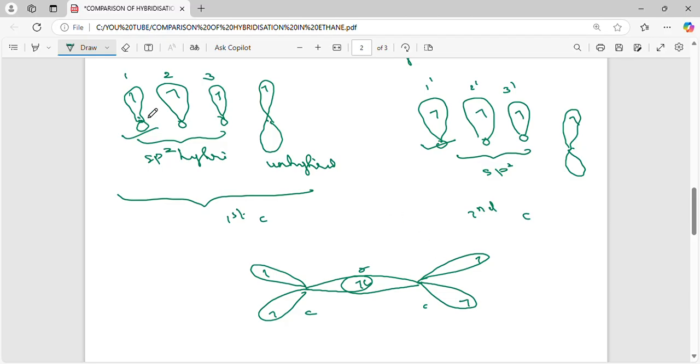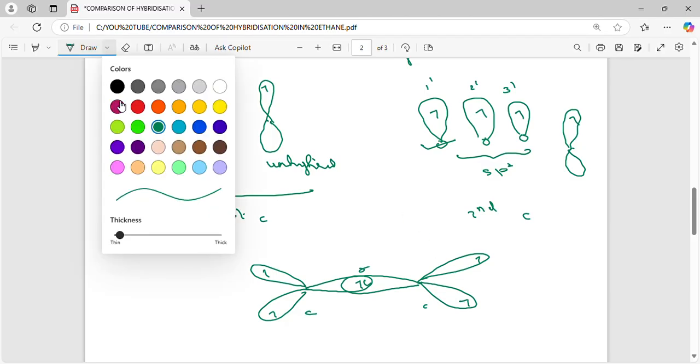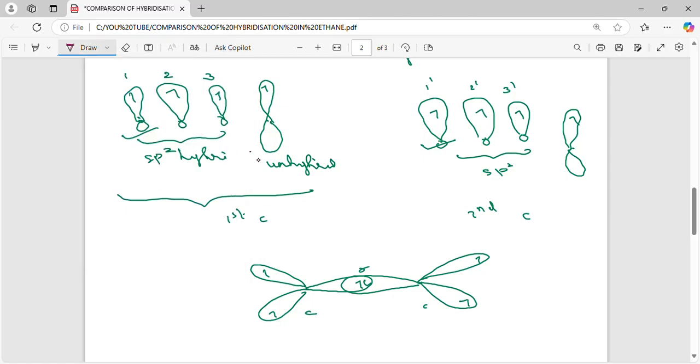Now hydrogen. There are 4 hydrogen atoms and each hydrogen atom has an s orbital in the valence shell. It combines with the hybridized orbitals of these 4 in this way and gives sigma bonds. This is how carbon-hydrogen sigma bonds are formed. So it means all the three hybridized orbitals of each carbon are now being used: 1, 2 and 3 of the first carbon, and 1 dash, 2 dash and 3 dash of the second carbon.